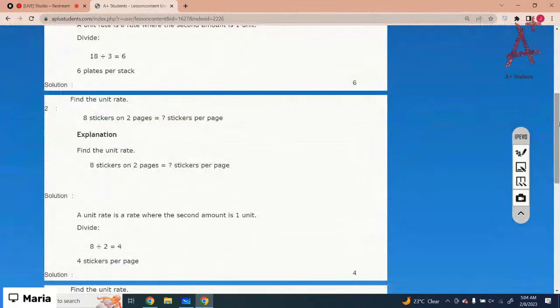Okay, the next one is 8 stickers on 2 pages. You have to calculate the stickers on one page. Got it? So what you have to do is divide 8 by 2. 2 times 4 is 8. That means you have 4 stickers on one page. Let's start with the test questions.